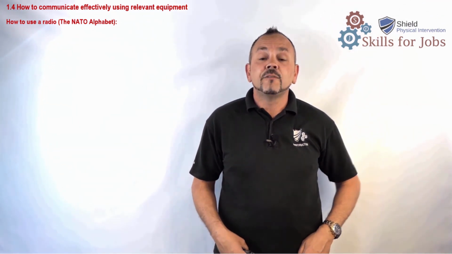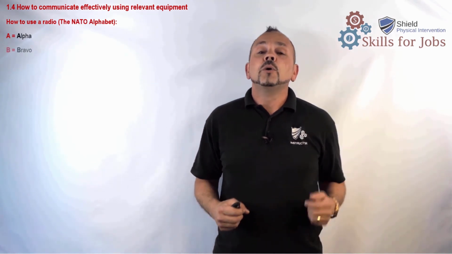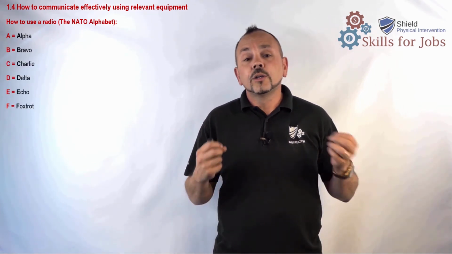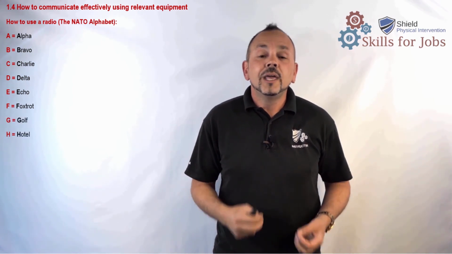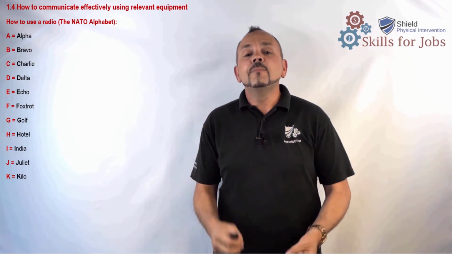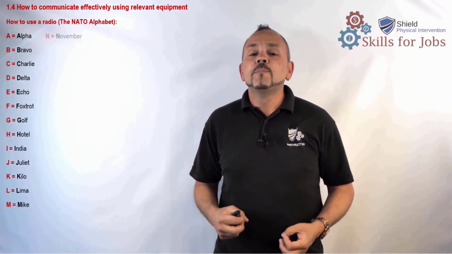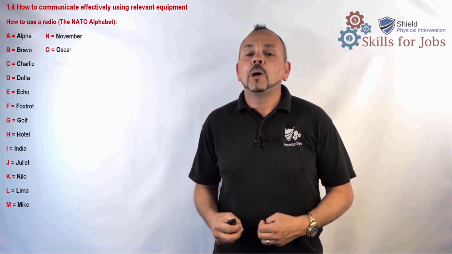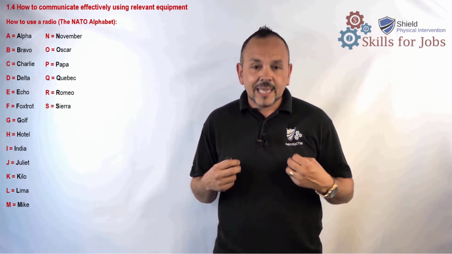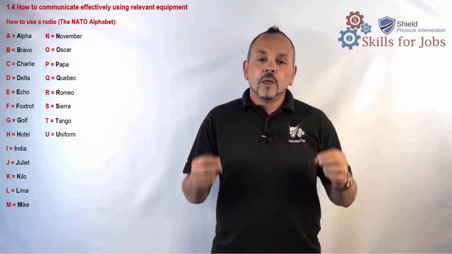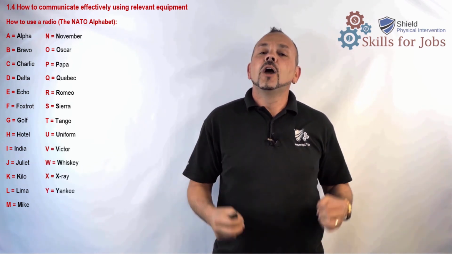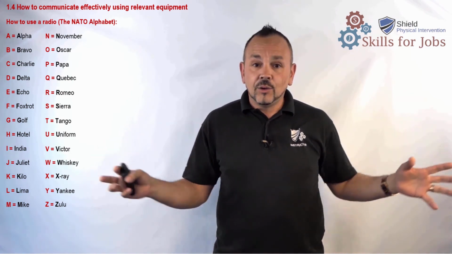Okay, so we have Alpha, Bravo, Charlie, Delta, Echo, Foxtrot, Golf, Hotel, India, Juliet, Kilo, Lima, Mike, November, Oscar, Papa, Quebec, Romeo, Sierra, Tango, Uniform, Victor, Whiskey, X-Ray, Yankee, Zulu. There we are, all there.